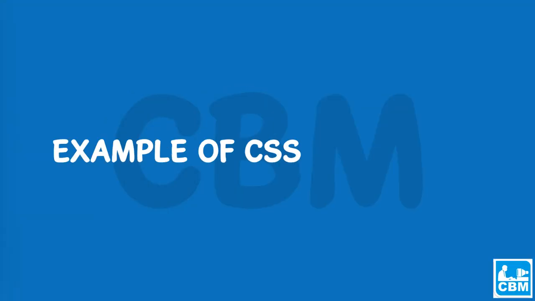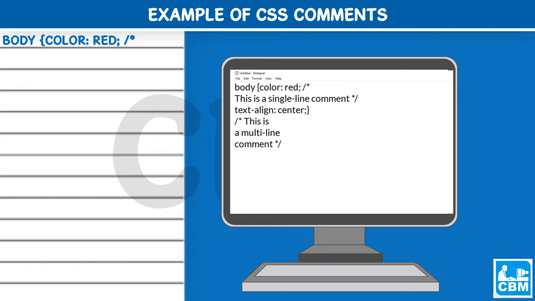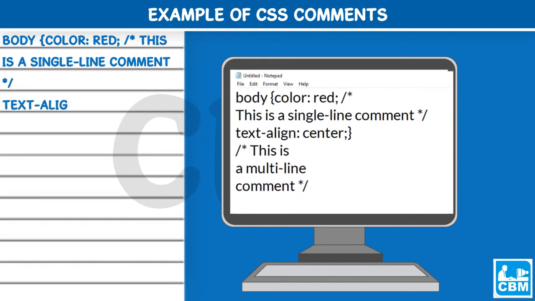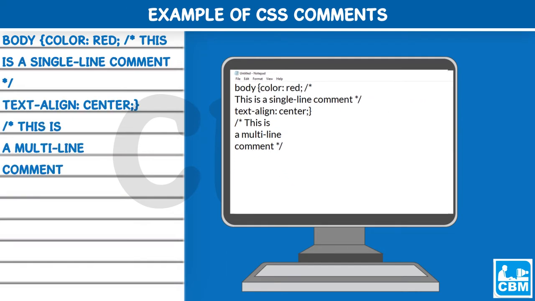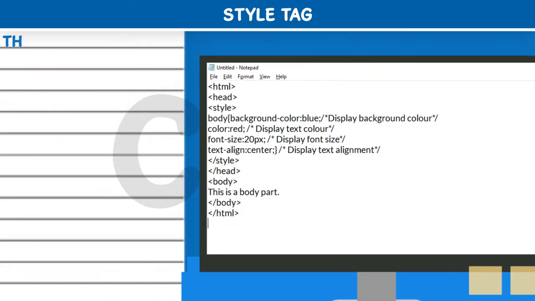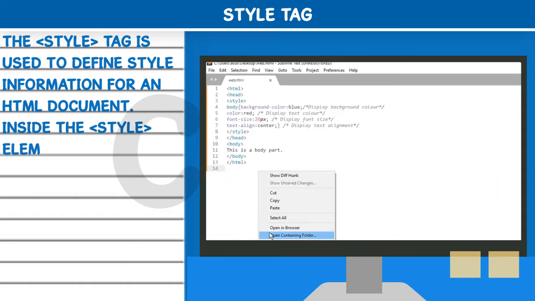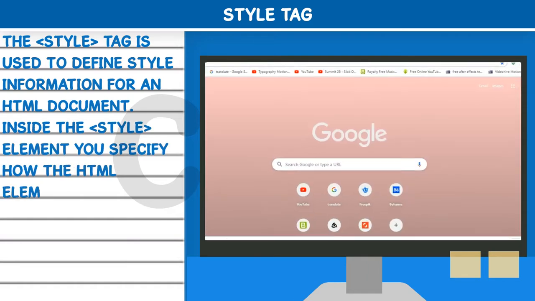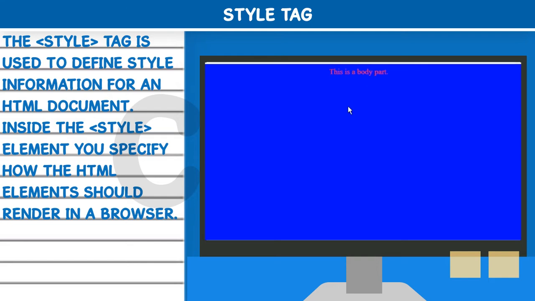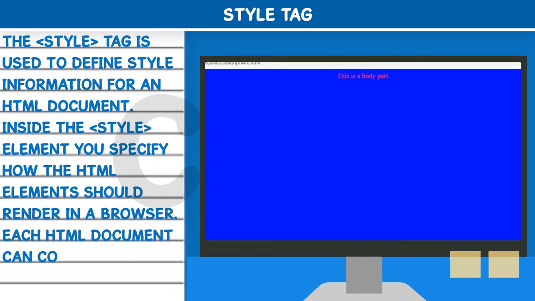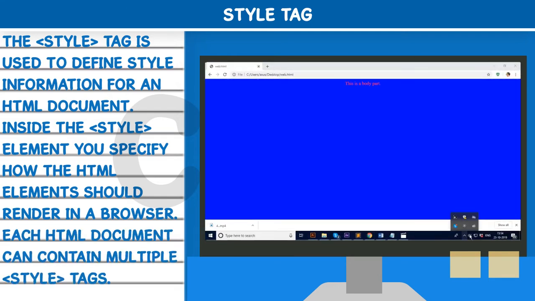Example of CSS comments. Body color: red. This is a single line comment. Text align center. This is a multi-line comment. Style tag. The style tag is used to define style information for an HTML document. Inside the style element you specify how the HTML elements should render in a browser. Each HTML document can contain multiple style tags.